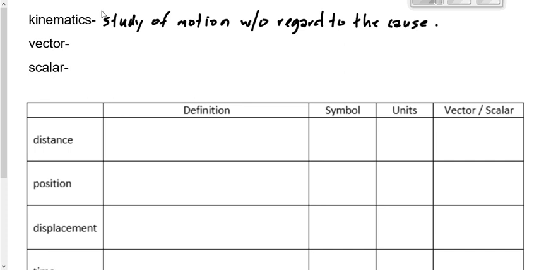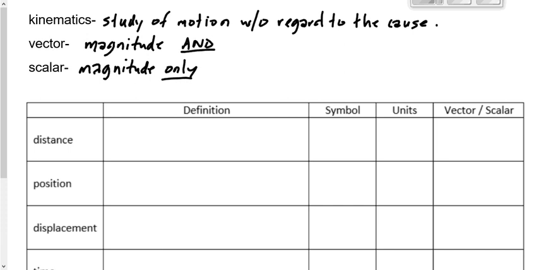A vector is a quantity that, you guys know the difference? Scalar is a quantity as well, so what's the difference? A vector is a quantity that has both magnitude and direction. A scalar is a quantity that has only magnitude.